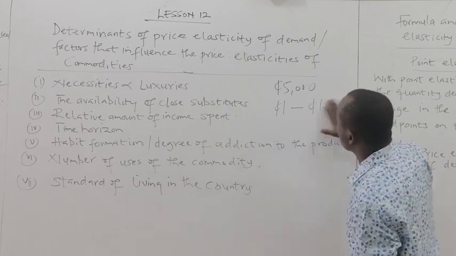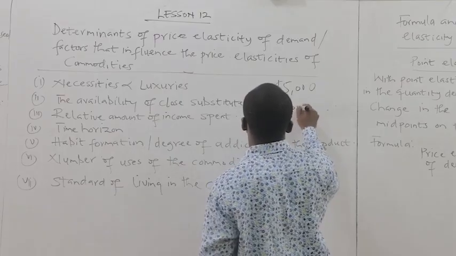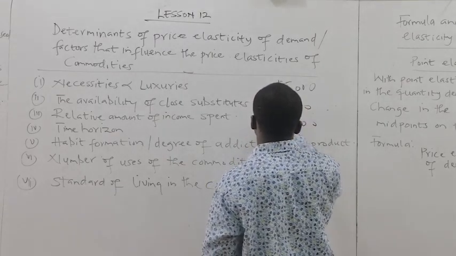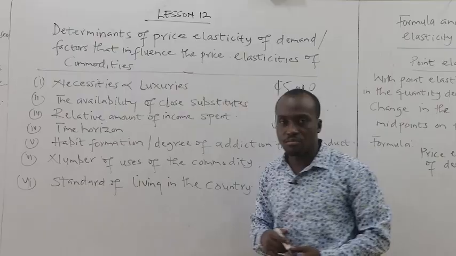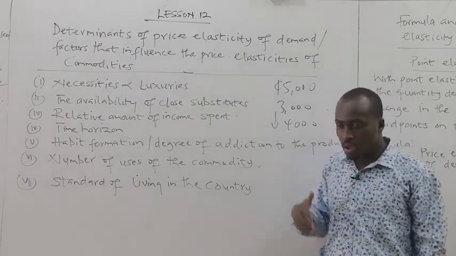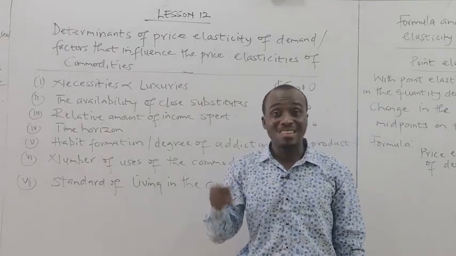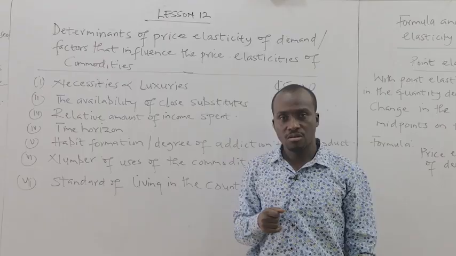If I earn 5,000, I'm going to buy a product. The product is 3,000. When the price moves from 3,000 to 4,000, I'll be very mindful about the increase in price. Why? If I buy the product, it takes almost all my salary. So commodity that takes a higher chunk of your income, in most cases, tends to be inelastic.